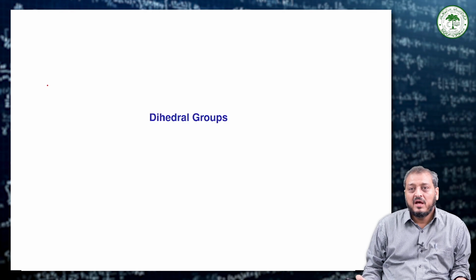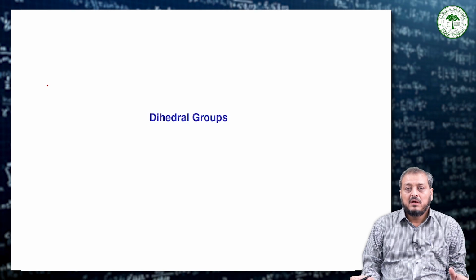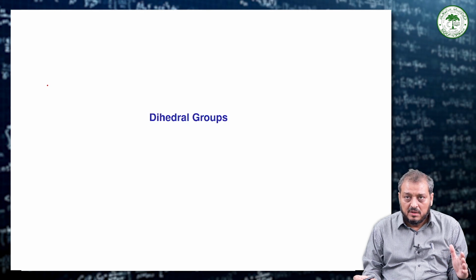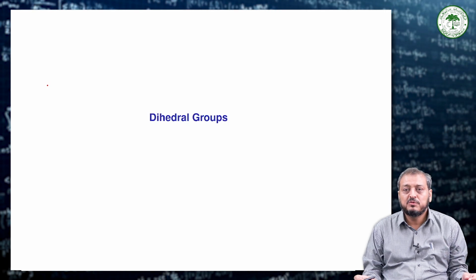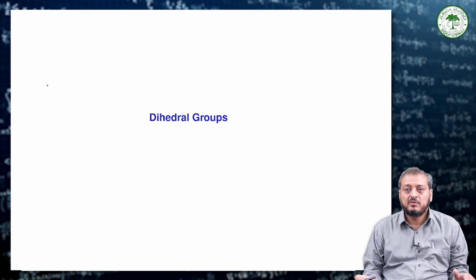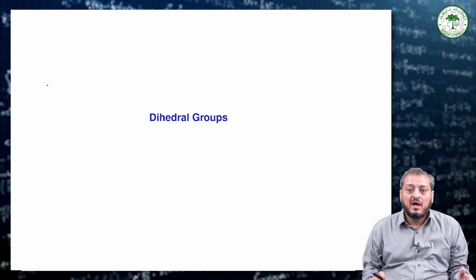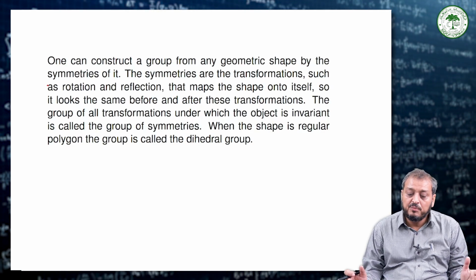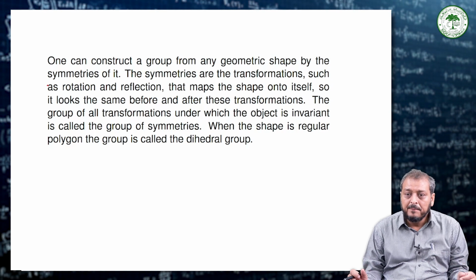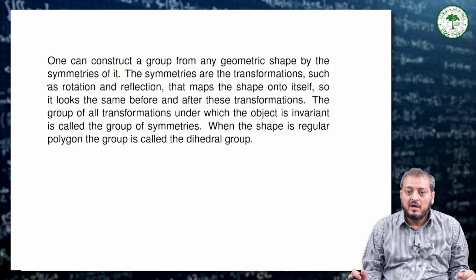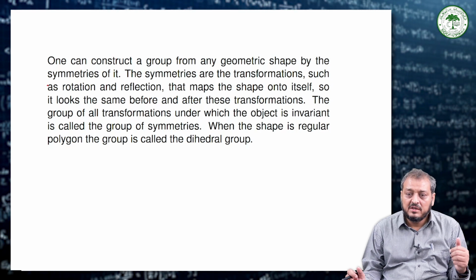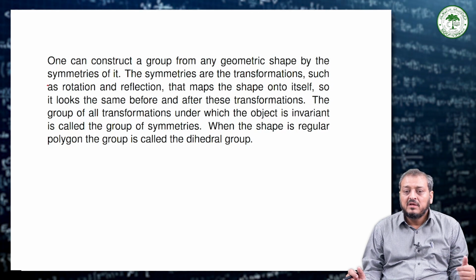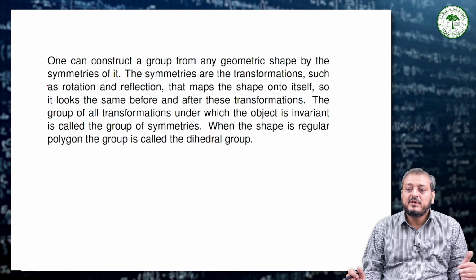My dear students, in the last class we discussed permutation groups and tried to solve some problems. Today we have to move to an important class of groups, the dihedral group, which is about symmetries. One can construct a group from any geometric shape by its symmetries. Symmetries are transformations such as rotation and reflection that map the shape onto itself.